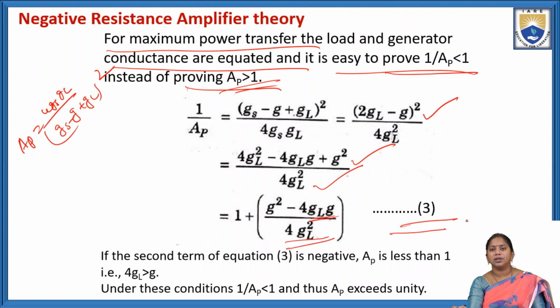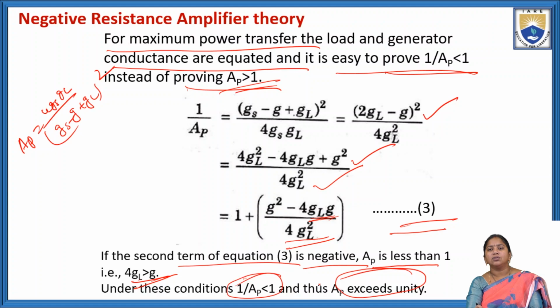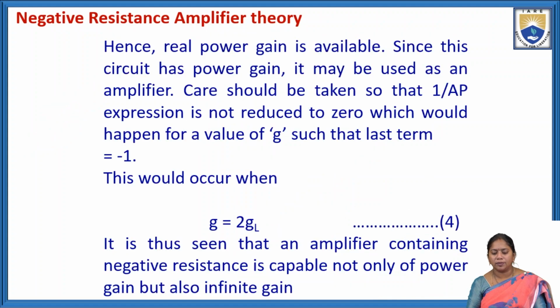That is equation 3. The second term of equation 3 is negative if 1 by AP is less than 1, that is, 4GL is greater than G. Under these conditions, 1 by AP is less than 1 and thus AP exceeds unity. Hence real power gain is available. Since the circuit has power gain, it may be used as an amplifier.